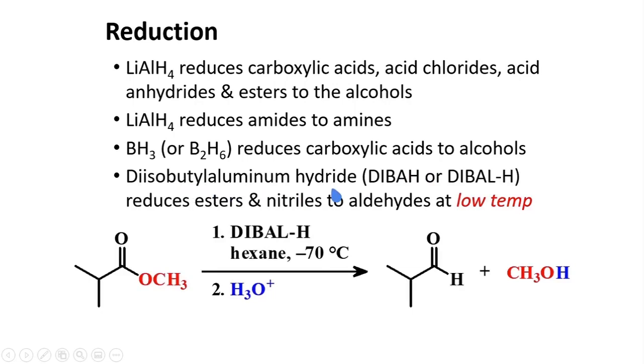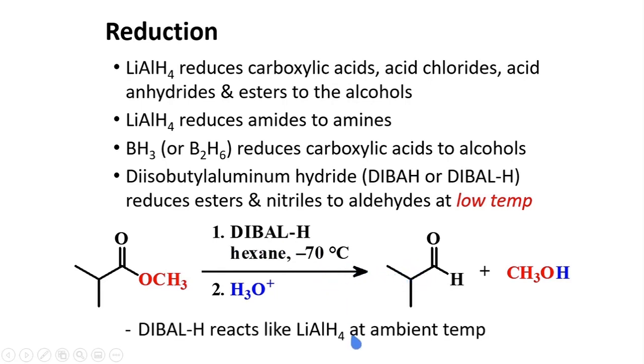Diisobutyl aluminum hydride is a specialty reagent. It is also called DIBAL or DIBAL-H. It reduces esters and nitriles to aldehydes at low temperature. This is an ester. DIBAL-H can react with this ester to form an aldehyde. Take note that if you use lithium aluminum hydride, you will form an alcohol. The low temperature is required. If you use ambient temperature, DIBAL-H will react like lithium aluminum hydride.